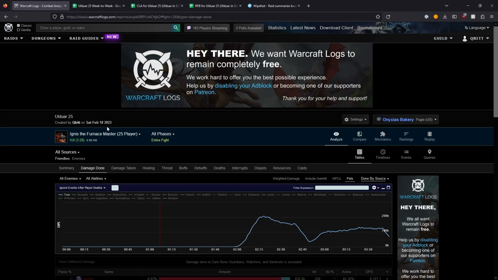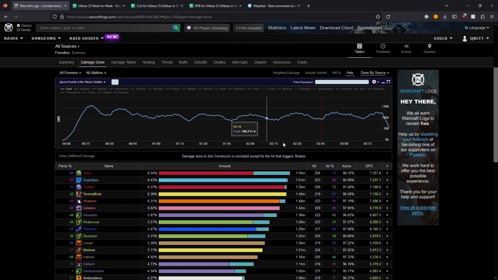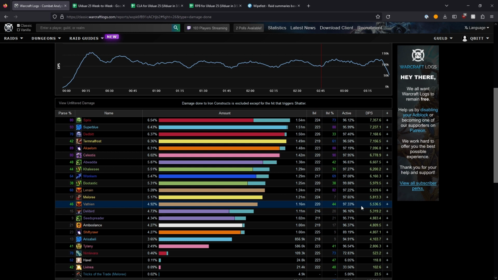If we go to Ignis, now we have high active numbers. Higher is better. That's how much time you're on the boss, and it's also a measure of how much time you're actively doing abilities, so actively casting, actively swinging, and doing different things. As a general rule, more time on the boss equals more damage and more DPS.